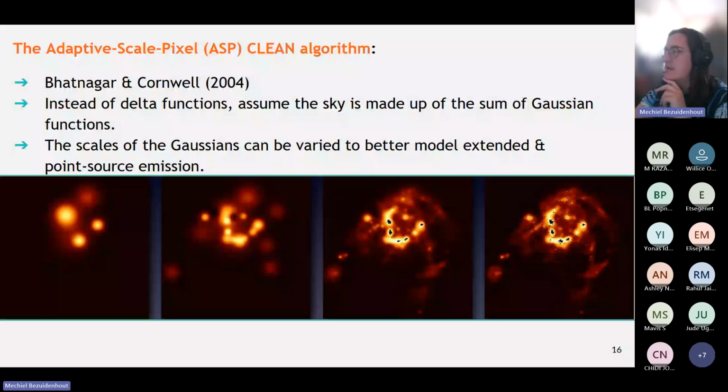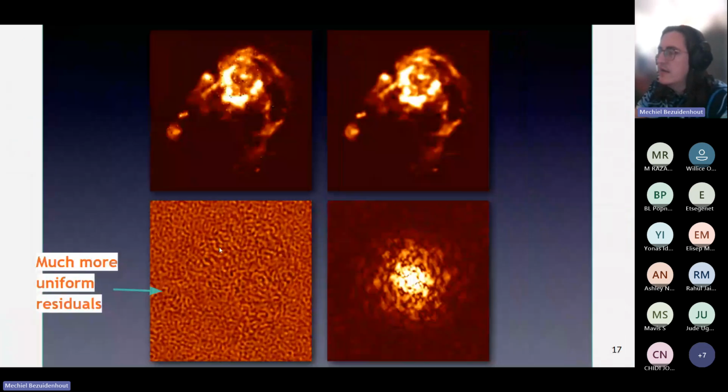And you can see immediately in the cleaned image that you get much better detail. And here you can see the model on the top left that you construct matches much more closely the actual image compared to when you use delta functions. And so when you get the residuals, when you subtract those two, it's a uniform residual, which means that you aren't losing flux anywhere on the image.